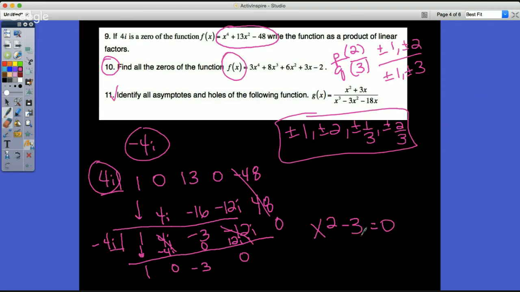Sometimes you can factor, sometimes you might have to use a quad solve there. But I add 3, and then I take the square root of both to where x is equal to plus or minus the square root of 3. And that will go along with 4i and negative 4i. Okay? All right. Awesome.